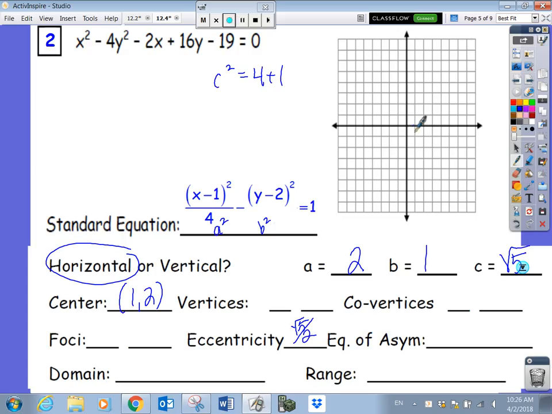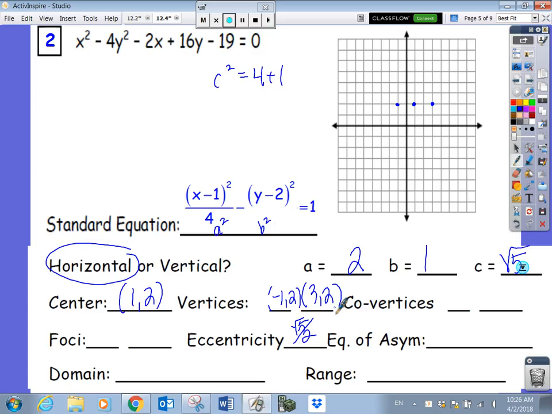So we have the point 1, 2 is the center. And we're going to move 2, because this is a squared, so a is 2. A is the distance from the center to the vertices. So we're going to move left and right. So we're going to move 2 to the right and 2 to the left, and that gives us our vertices. So negative 1, 2, and 3, 2, because it's horizontal, it's going to open left and right.